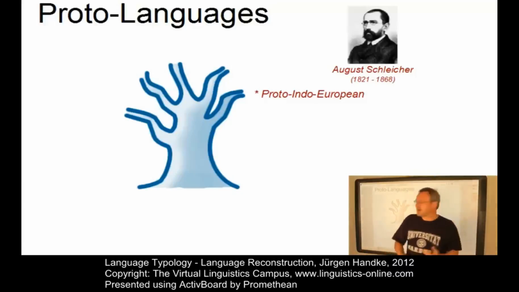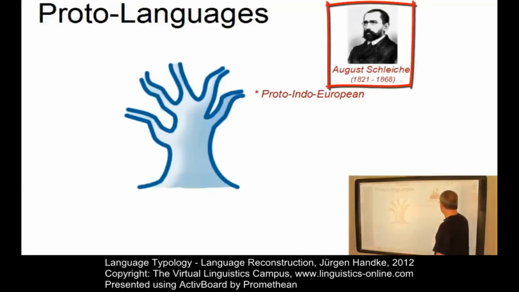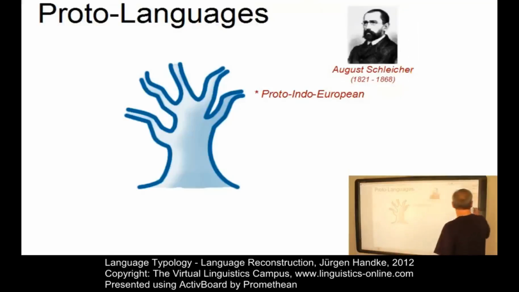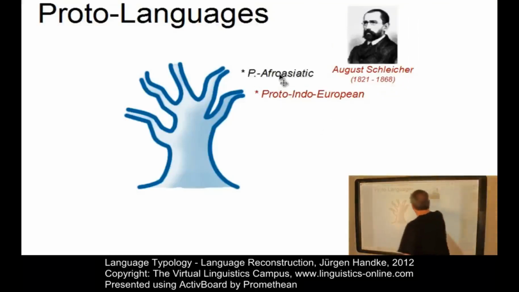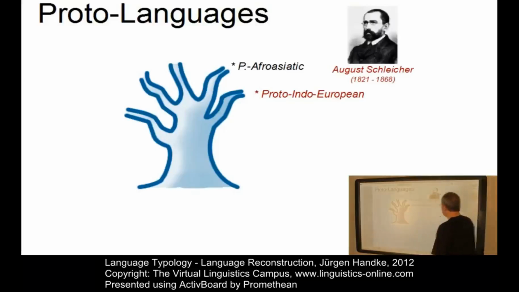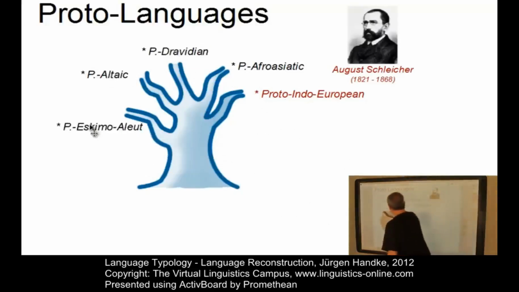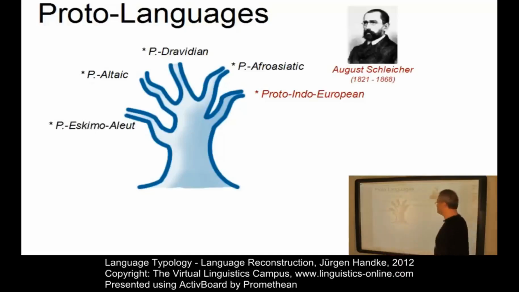It was reconstructed by August Schleicher, who you can see over here, who published his results in his monumental work, A Compendium of the Comparative Grammar of the Indo-European Languages. Other reconstructed languages are, for example, Proto-Afroasiatic, Proto-Dravidian, Proto-Altaic, and Proto-Eskimo-Aleut.